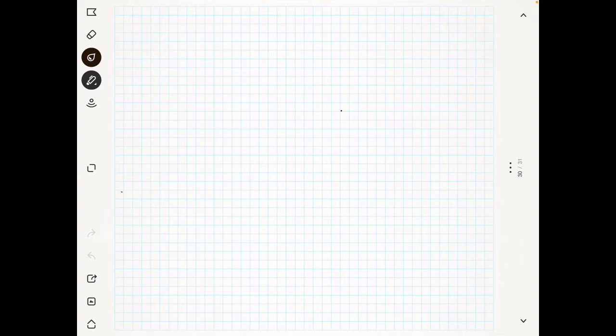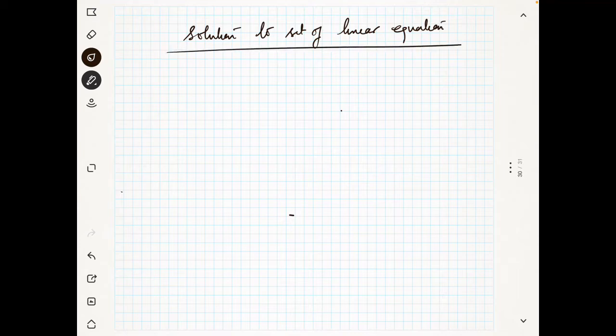In the last lecture we talked about how to find the inverse of a matrix. Now we will see how to solve a set of linear equations. That's what we are going to see: how to find the solution of a set of linear equations by using computerized methods. The first method that we are going to discuss is the matrix inversion method.